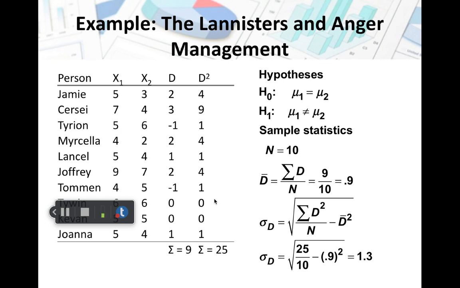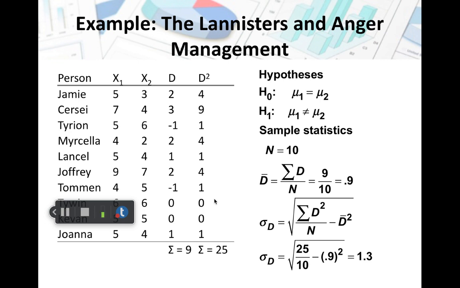I can also take the mean of d directly, rather than calculating the two means and subtracting. In this case, I have 10 people. The sum of the difference scores is 9, so my D bar, my mean of the difference scores, is 0.9. When I sum up the squared D's, I get 25. I plug them both into my formula, and I get sigma sub D is 1.3. And again, here you have the hypotheses as we've had previously.